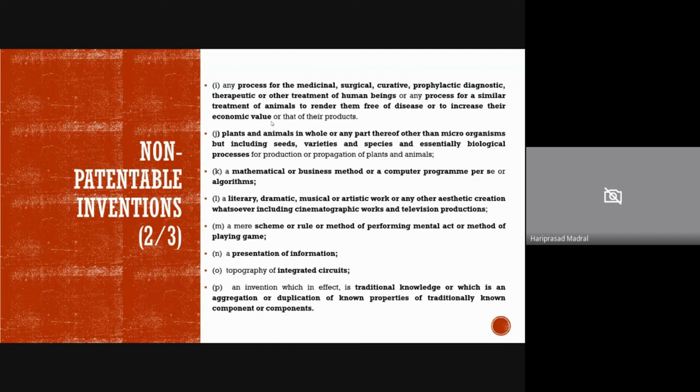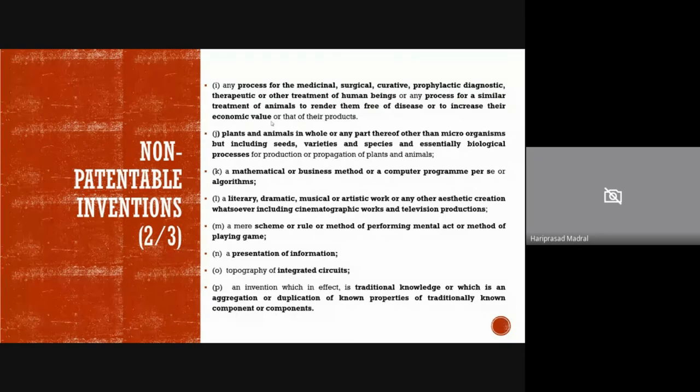Then section M says scheme, rule or method of promoting mental act or playing game. As I said, this particular subsection M, L and K, these three are covered in European patent law. They are drafted according to, and the source can be considered as, the European patent law. Then N covers the presentation of information. Then topography of integrated circuits.